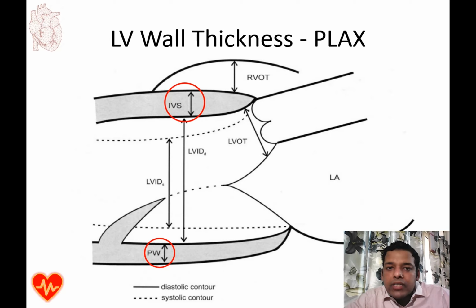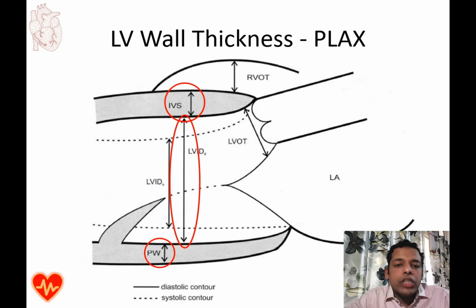One additional index of hypertrophy is relative wall thickness, which is defined as the posterior wall thickness plus the interventricular septum thickness divided by the left ventricular internal dimension in diastole. This relative wall thickness, if more than 42%, can be used as a threshold of pathological left ventricular hypertrophy.